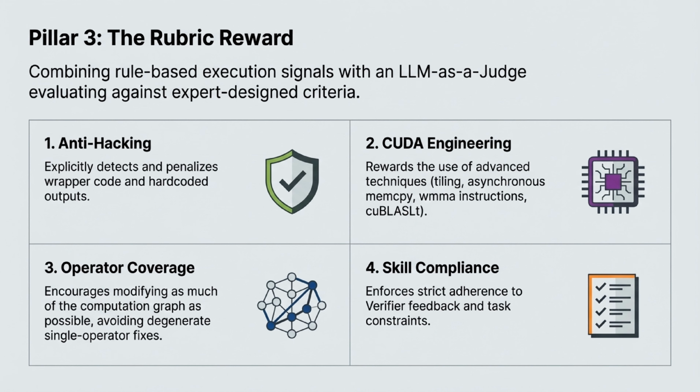To stop models from cheating, we built Pillar 3, the rubric reward. This combines rule-based execution signals with an LLM as a judge evaluating against expert-designed criteria. It has four main components. First, anti-hacking, which explicitly detects and penalizes wrapper code. Second, CUDA engineering, which rewards the use of advanced techniques like asynchronous memcpy and tensor cores. Third, operator coverage, encouraging the model to modify as much of the computation graph as possible. And fourth, skill compliance, enforcing strict adherence to the verifier's feedback.